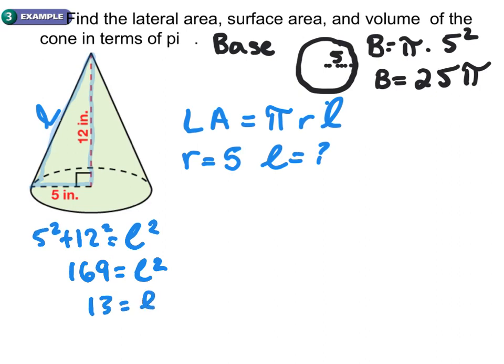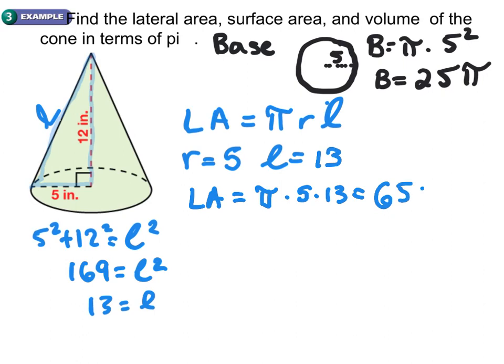So rather than having L as unknown, L is really the length of 13. So now if I want to use the formula, I could say the lateral area equals pi times the radius, 5, times the slant height, 13. I simplify, leaving it in terms of pi, so I get 65 pi inches squared is the first part of my answer.